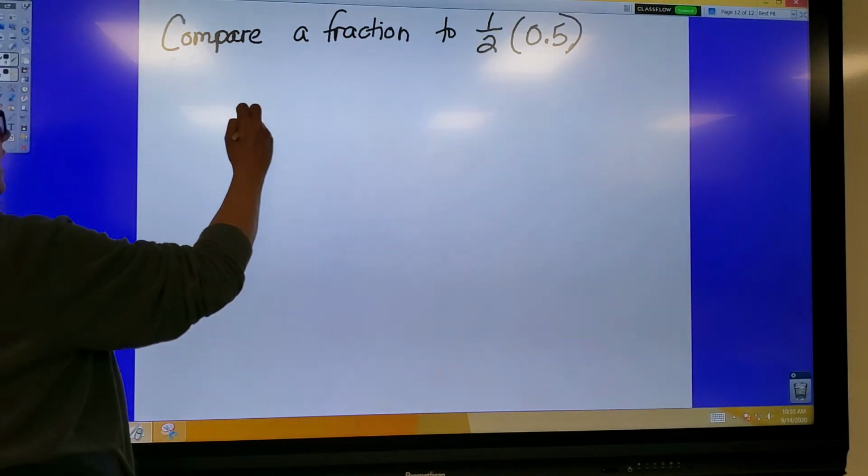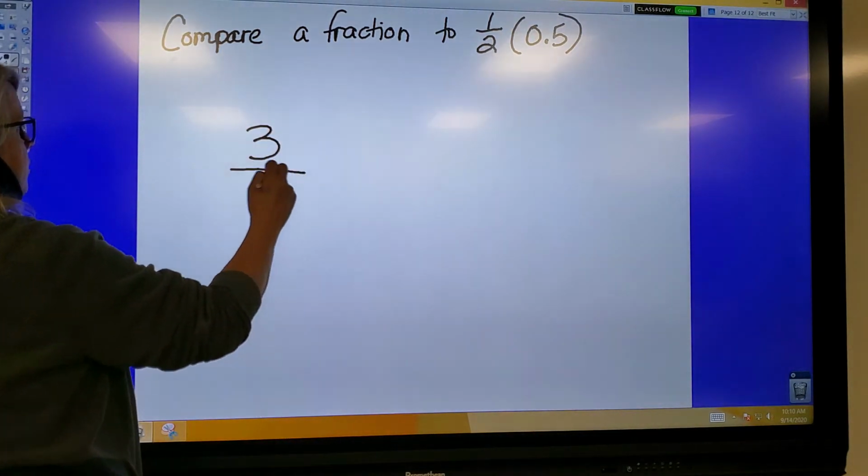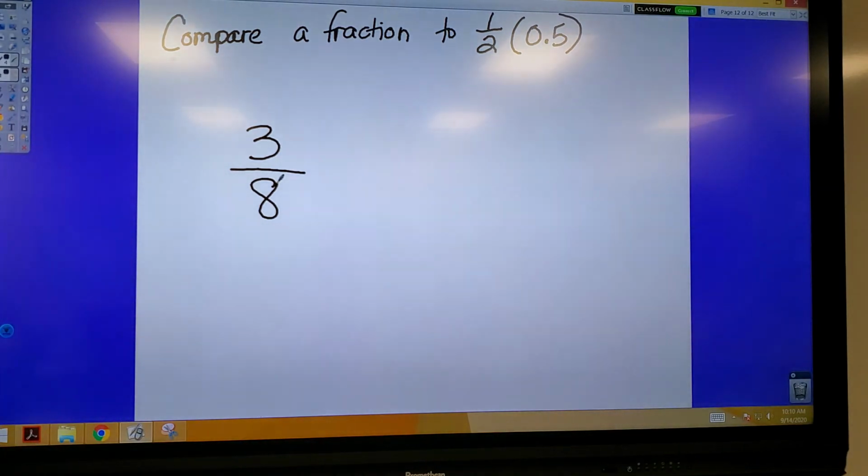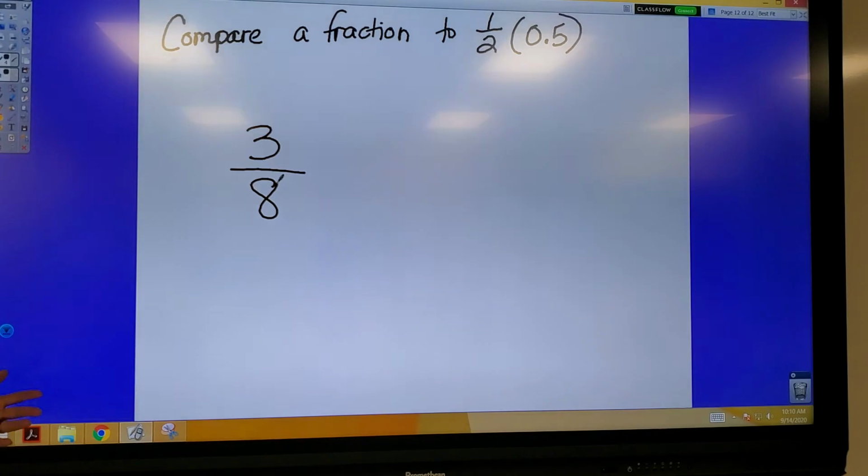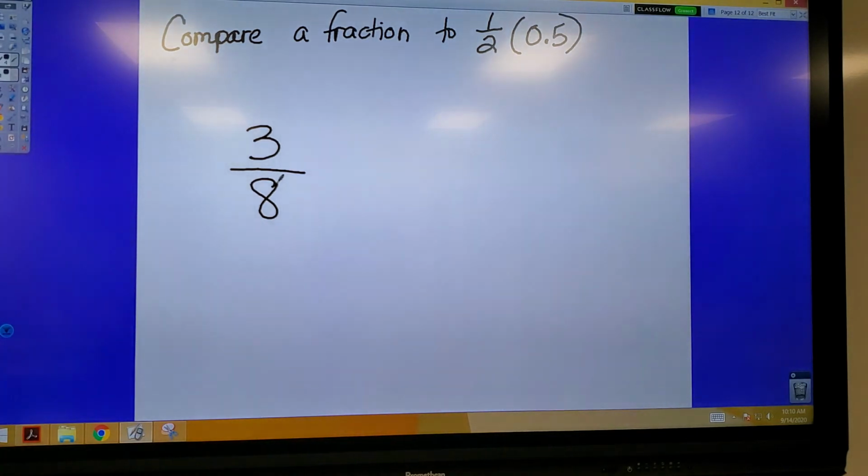So let's say I have a fraction 3/8. And I wanted to know, does it equal 1/2? Is it less than a half? Is it more than a half? Any ideas on what you could do here? Aiden, you have lots of ideas today. Good, thank you. Multiply the 3 by 2, which would be 6. So it's not half. It's not more.